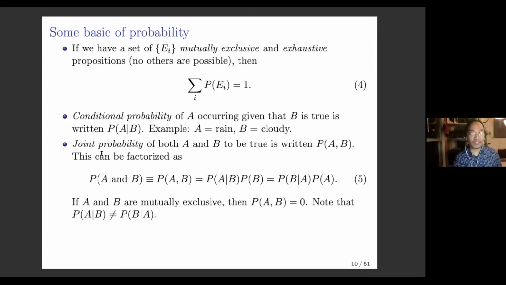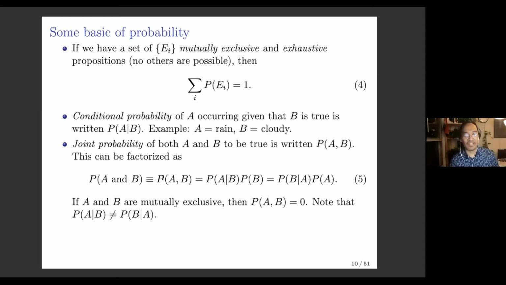And here's the way to write what we call a conditional probability: the probability of A occurring depends on B. We say P of A given B. An example: A is rain, B is cloudy. So we're asking, what is the probability that it's raining given it's cloudy? Now, if we have two propositions and we want to evaluate the probability of both being true, we have to multiply.